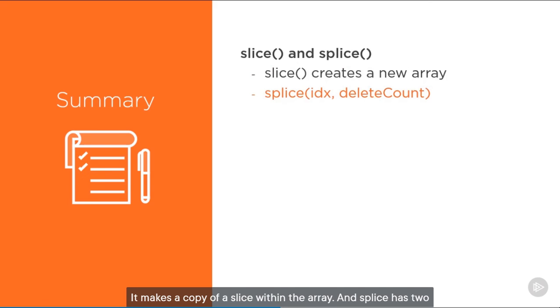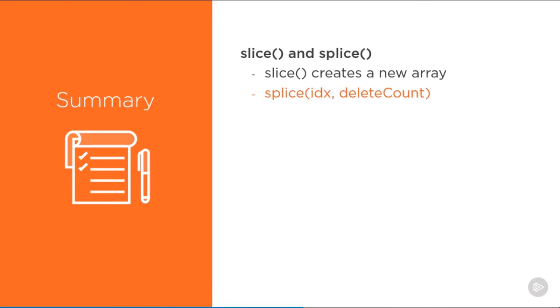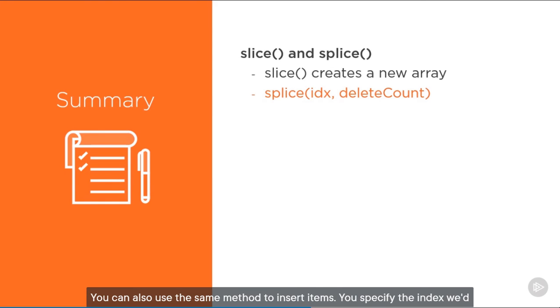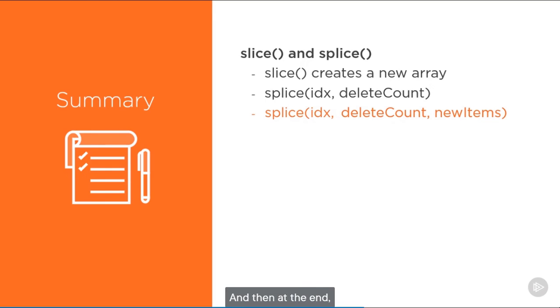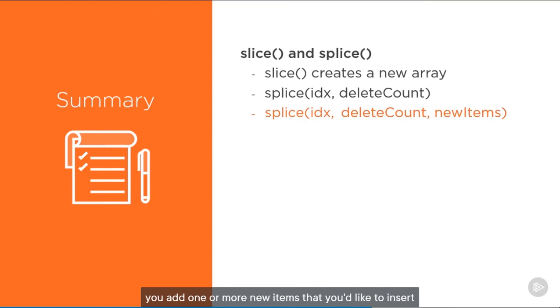And splice has two purposes. It can delete elements. You specify the index and the number of elements you'd like to delete. You can also use the same method to insert items. You specify the index where you'd like to insert, and if you don't want to delete anything, you just set delete count to 0. But if you wanted to delete something, you specify the number of items you'd like to delete. And then at the end, you add one or more new items that you'd like to insert into the middle of the array at the index.